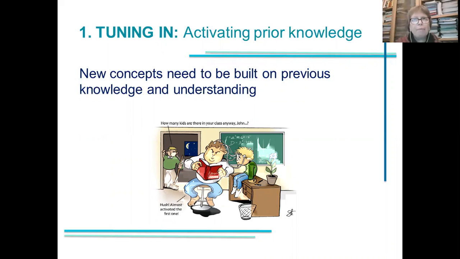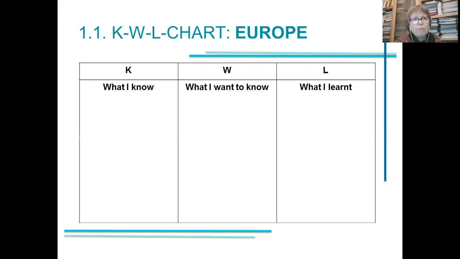Don't tell them what you are going to do, what the project is about. Start from them. How can we do it? For example, we can start with a KWL chart. I can write on the board the word Europe, the word water, whatever you want.